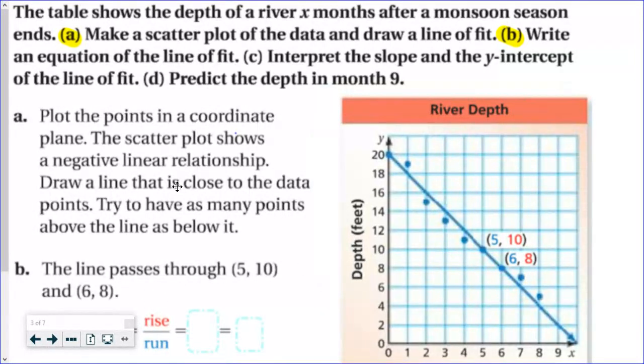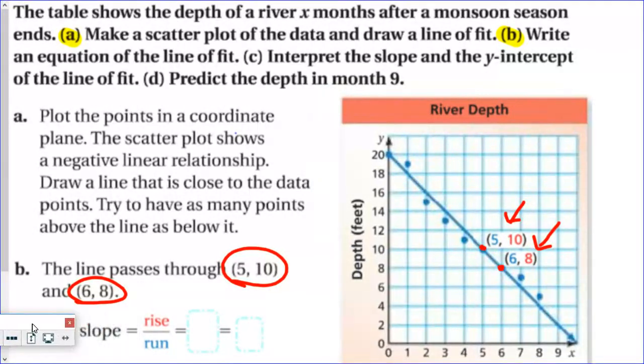Okay, so we plotted the points and drew the line. Do you see that the line passes through these 2 ordered pairs right here? These are the 2 points the line actually goes through. Since the line goes through those, I want to find the equation of the line through those 2 points. And that will be our line of best fit.